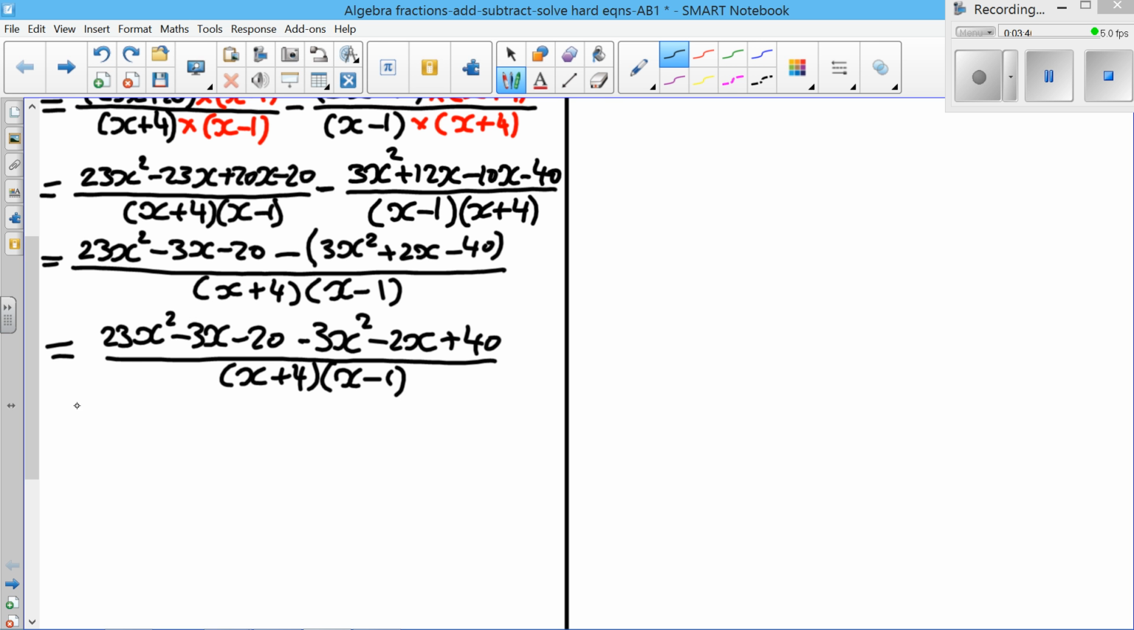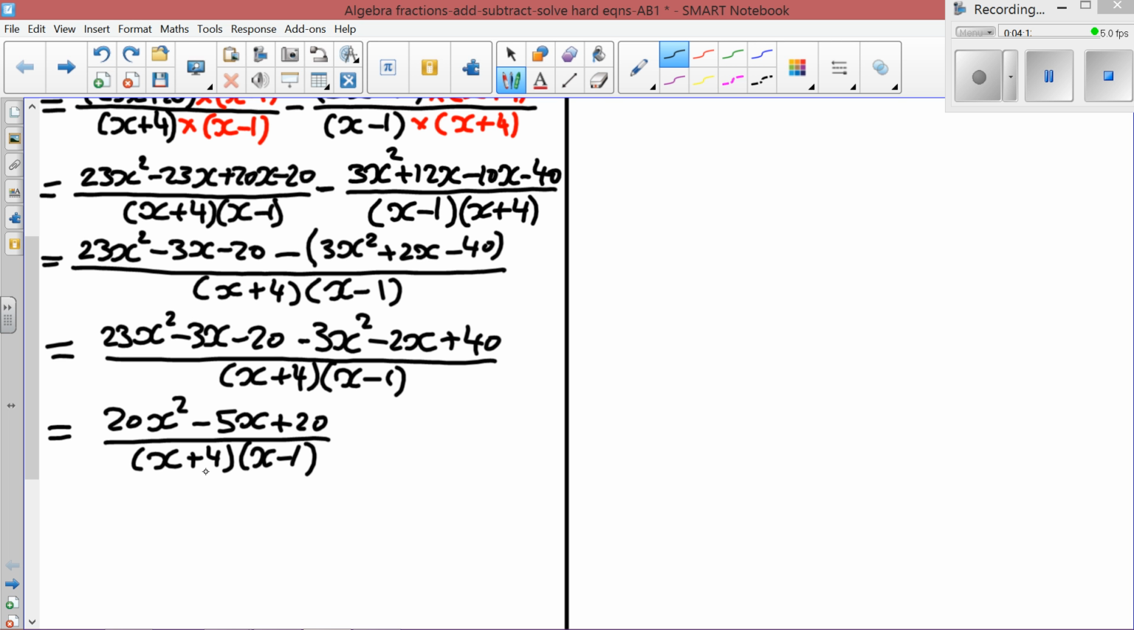I collect the terms in the numerator. 23x squared minus 3x squared gives me 20x squared. Minus 3x minus 2x gives me minus 5x. Minus 20 and plus 40 gives me plus 20 over the common denominator of x plus 4 times x minus 1.